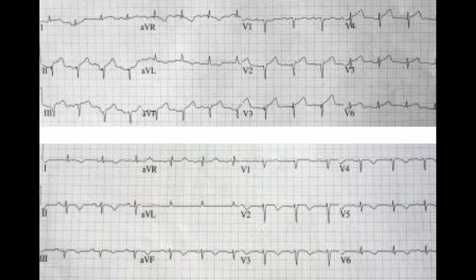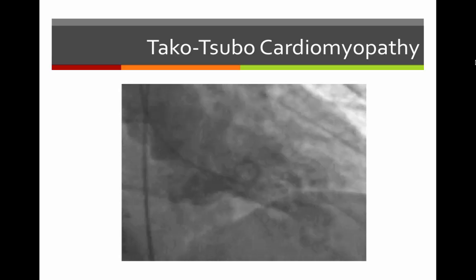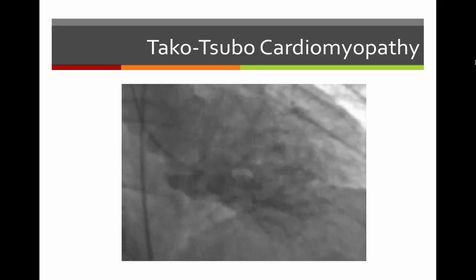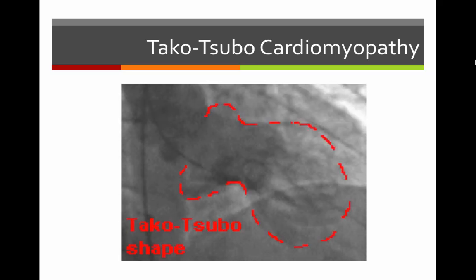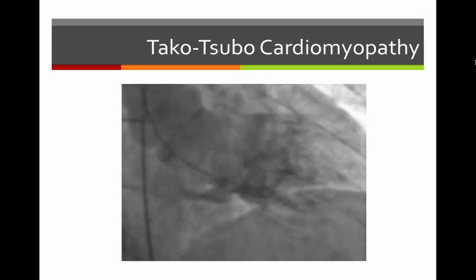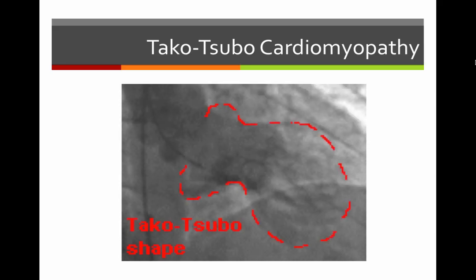We do see ST elevation in multiple leads. Again, microvascular vasospasm is what's going on. And then taken a couple days later, this bottom 12 lead, we see the ST elevation has gone away, and we are left with a T wave inversion. Here's your apical ballooning that we'll see in the cath lab. You'll notice that that left ventricle is ballooning out and taking the shape of that Japanese octopus pot.